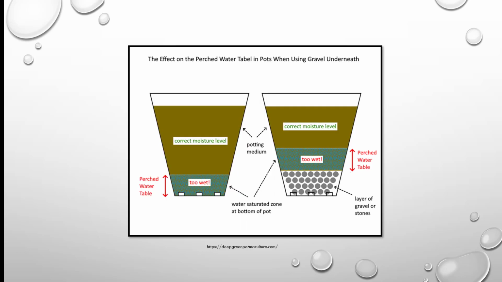Here it is in a container. So a lot of people put gravel at the bottom of their containers, and actually what that does is it just creates that interface I was just talking about, and your area that's going to get saturated, or the perched water table, is going to be much higher in the pot, and you're going to have some serious problems with your plants. So it's not a good idea to put gravel or stones in the bottom of your containers.